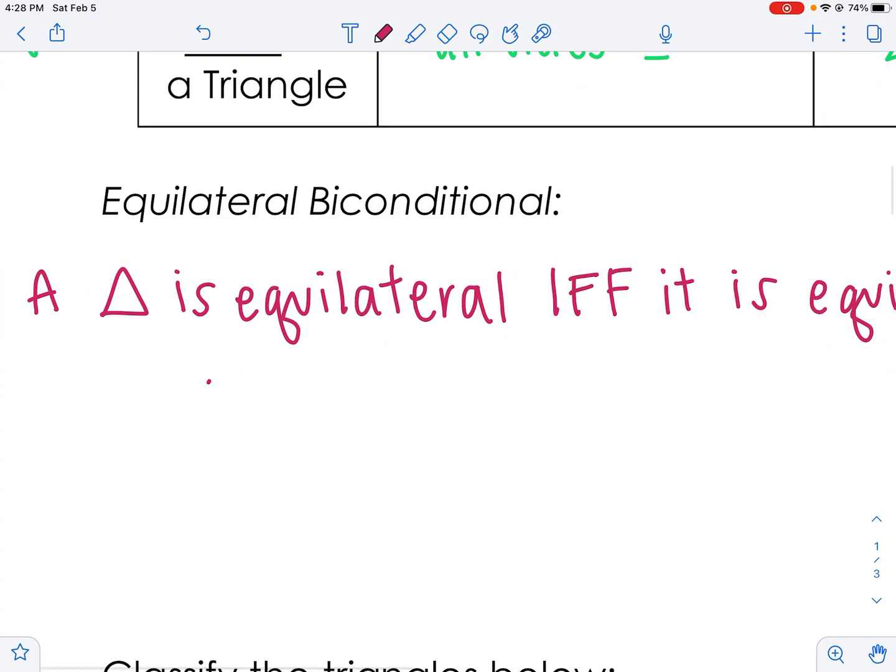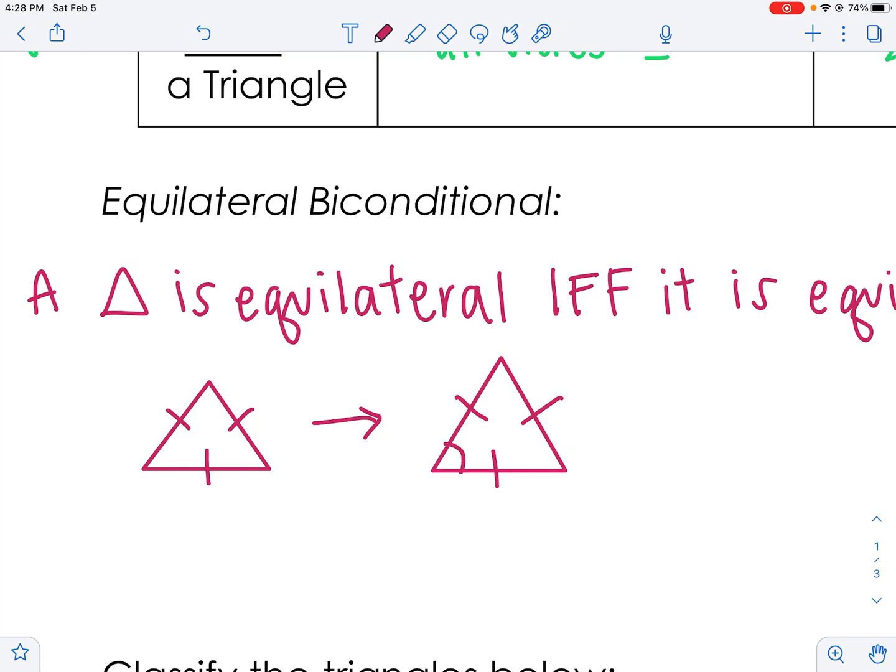So what this means is that if I see a triangle that's equilateral, so I see ticks all the way on it, well, that means that it's also equiangular. So I can add ticks, but I can also add arcs. All those angles would be 60 degrees.